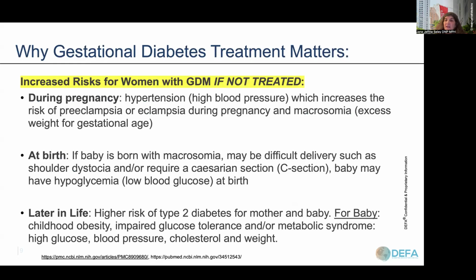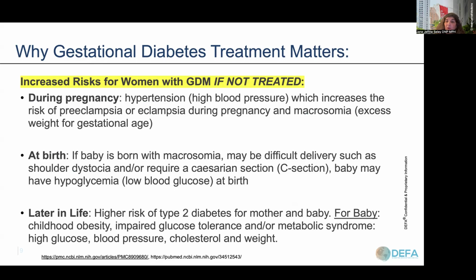The other interesting thing is the baby may be born with hypoglycemia because they've suddenly left this high glucose environment in the mother and they're in a normal glucose situation. So they may actually get low at the beginning. We have to monitor them very closely.